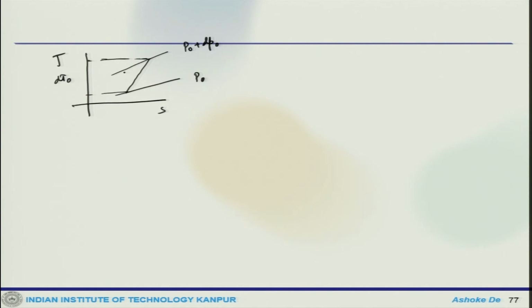So, let us consider a TS diagram. This is the stage. So, it goes from here to there, let us say P naught, this would be P naught plus dP naught. So, that is dT naught, and dT naught s. So, there is an incremental pressure rise from P naught to P naught plus dP naught. So, my eta p c would be dT naught s by dT naught. So, we are trying to find out the relation between eta p c and eta c.